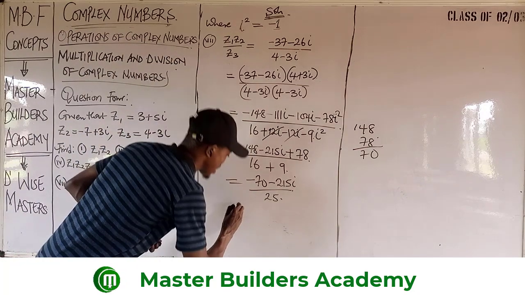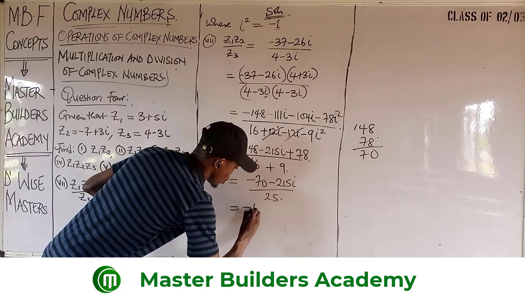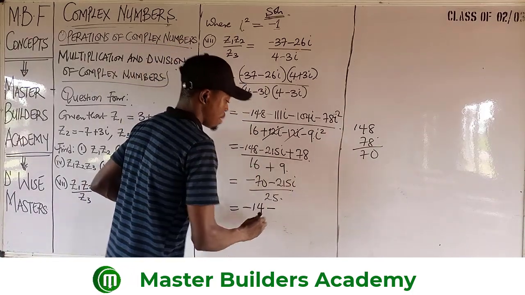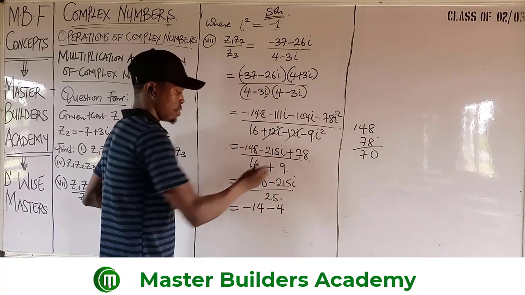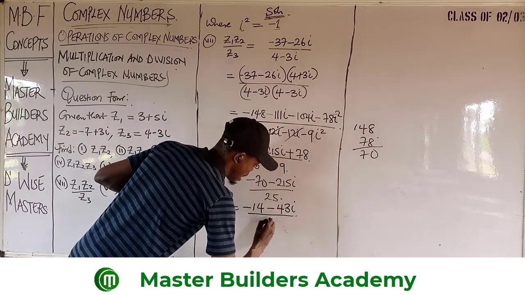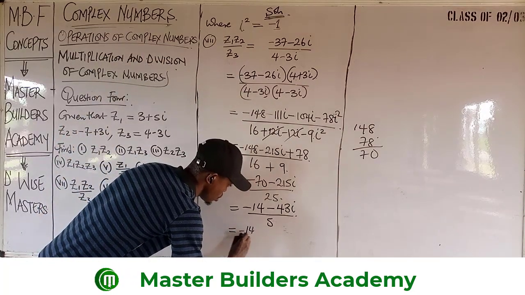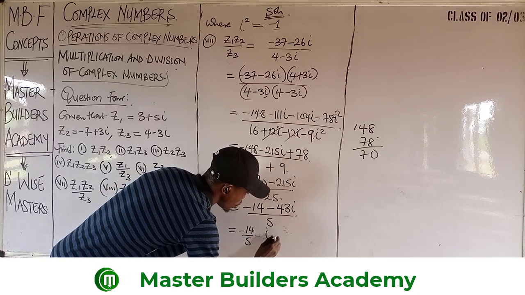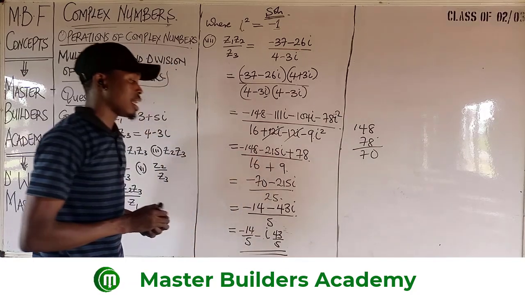So how do we get this? Our final result is 70 divided by 5, which gives us minus 14. Then 215 divided by 5. 20 divided by 5 would have given us 4. And then 15 divided by 5, that's 3. And all over 25 divided by 5, you have this is the answer. Otherwise, you can have this as minus 14 over 5 minus i into 43 over 5. This is the answer that we have.